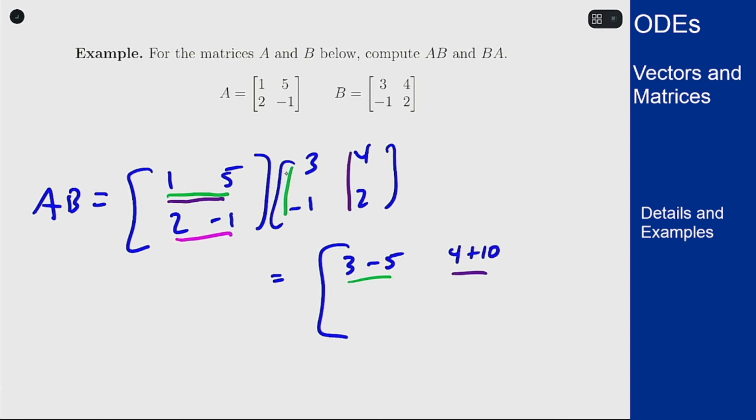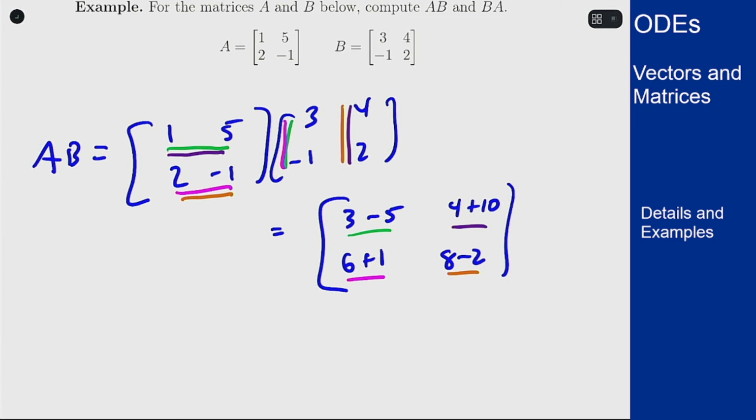Row 2 of A, column 1 of B, in the pink spot, will give me 3 times 2 is 6, minus 1 times minus 1 is plus 1. And then row 2 of A, column 2 of B, to put in the orange spot: 2 times 4 is 8, minus 2. The product I get here is minus 2, 14, 7, and 6.